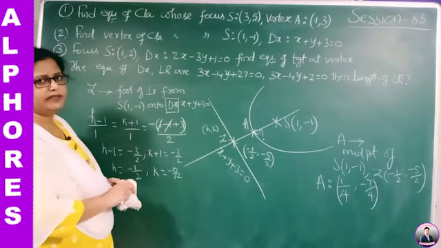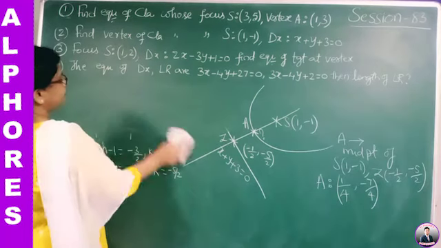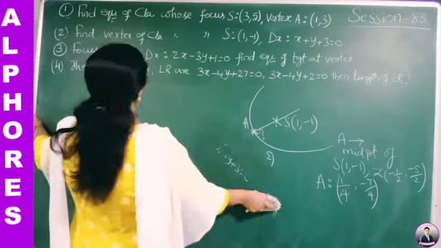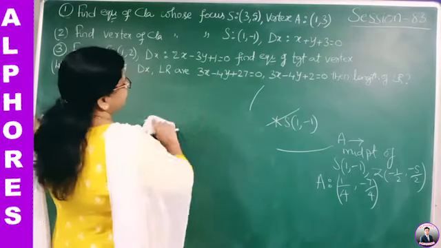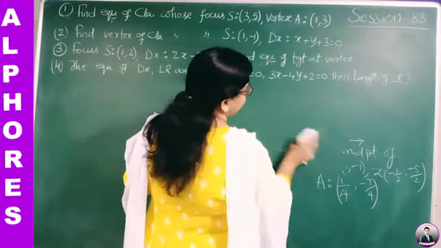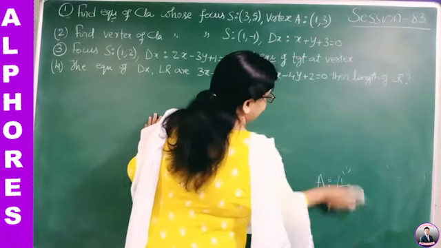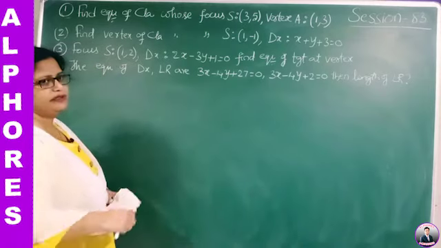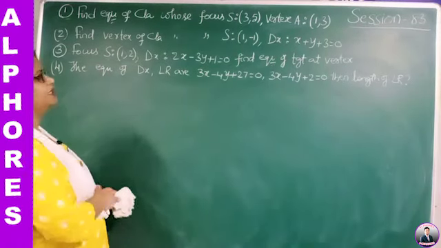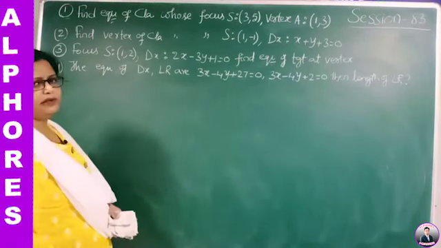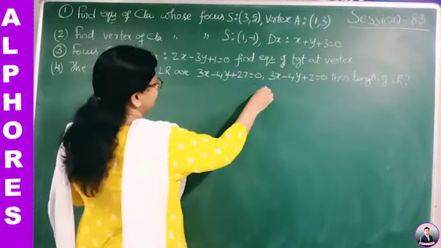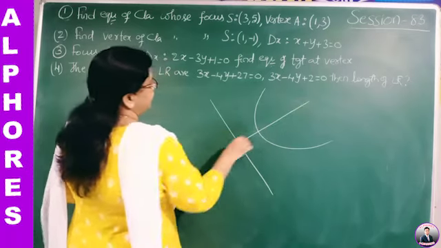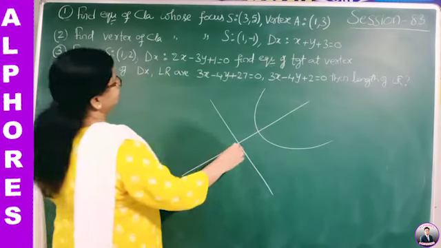Okay, and next one, observe: focus given, directrix given. The question is to find the equation of the tangent at the vertex. So how do we obtain it under this data? Focus is given, students, and the directrix is given. Then how do we find the equation of the tangent at the vertex? If you draw a rough diagram, you can get a direct idea.